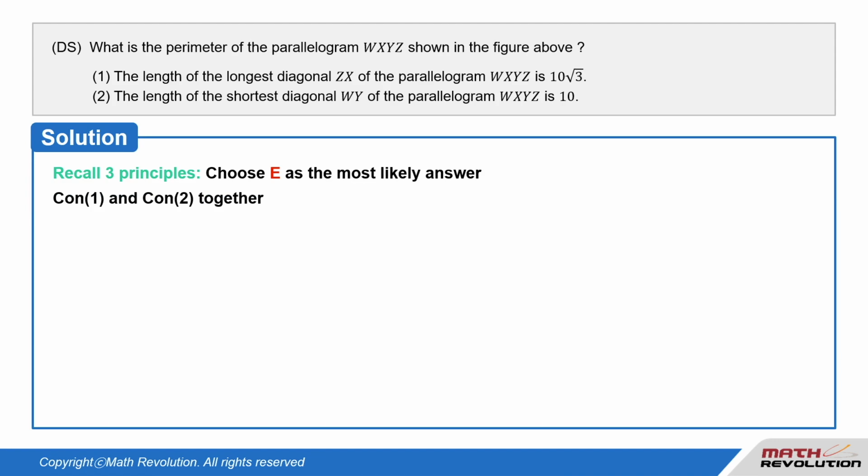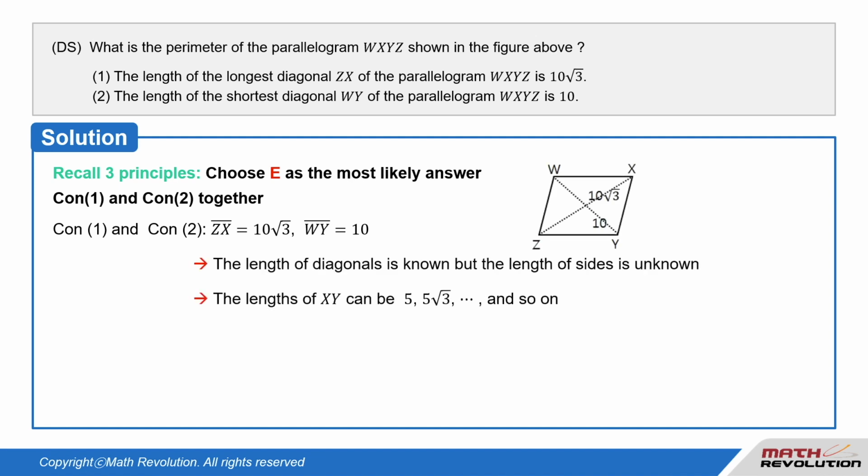Let's take a look at conditions 1 and 2 together. Condition 1 and condition 2 tell us that line segment ZX equals 10 times the square root of 3, and line segment WY equals 10. Let's indicate these values on the figure above. Although we know the lengths of the diagonals, we cannot figure out the lengths of the sides. The length of XY can be 5, 5 times the square root of 3, and so on.